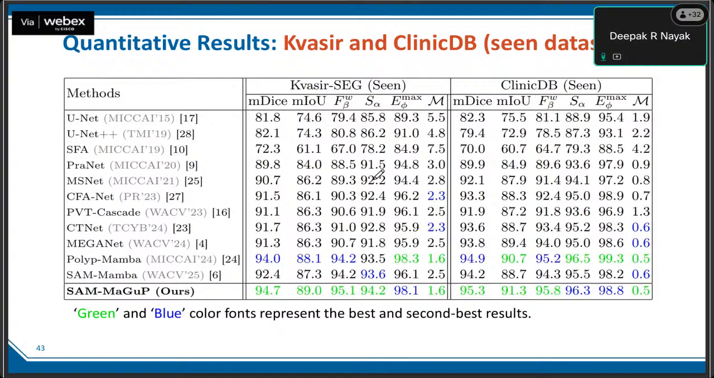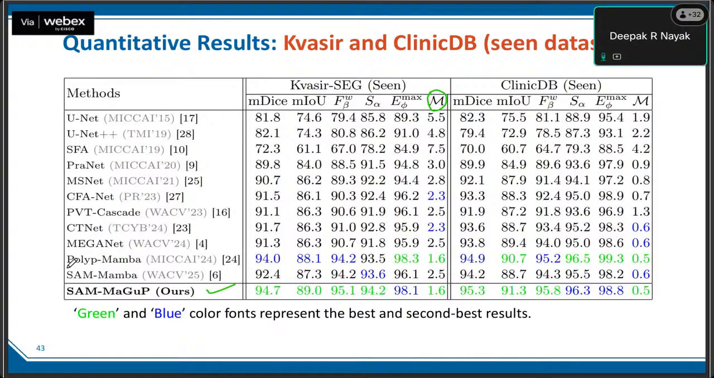So now you can see the results of different approaches compared to our approach. These are the quantitative results of our approach. Here, the green color denotes the best results, and the blue text represents the second best results. You can see over here, in most cases, our model is achieving superior performance in terms of Dice, mIoU, and the other metrics we have considered, including this MAE.